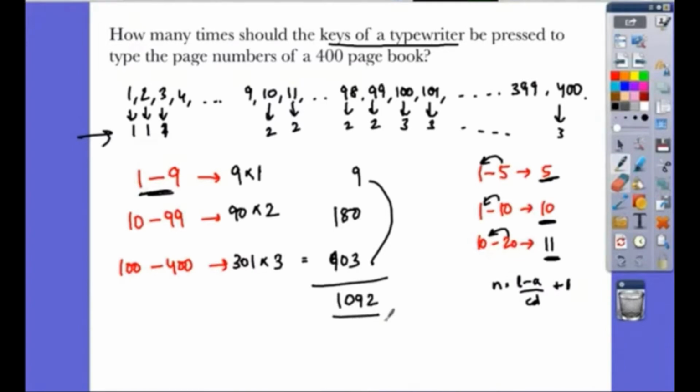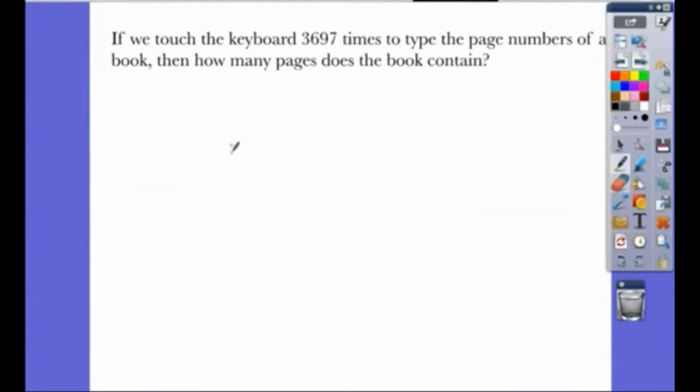That's your answer. Is it understood? You'll have to find how many single digit numbers, multiply by 1. Find the number of 2 digit numbers, multiply by 2, because each number you click twice. Number of 3 digit numbers, multiply by 3. And how do you find the number of numbers? You find the difference and you add 1. Clear?